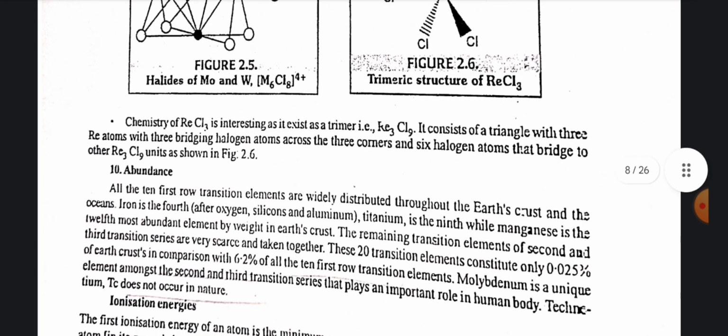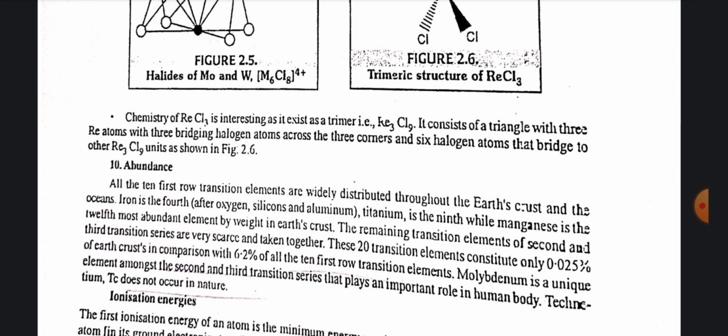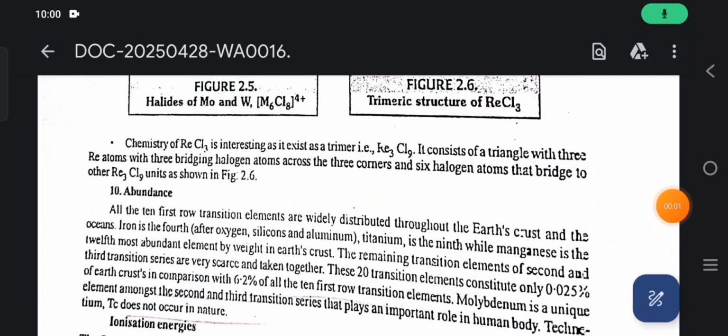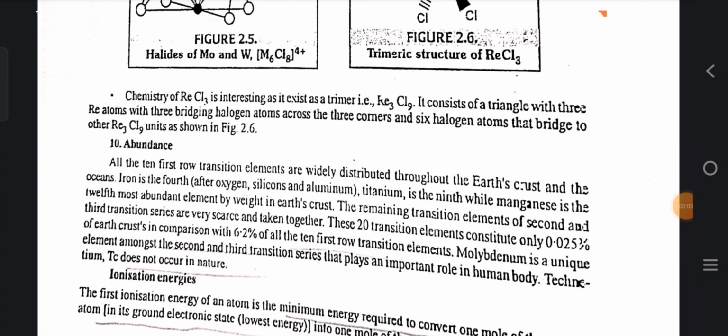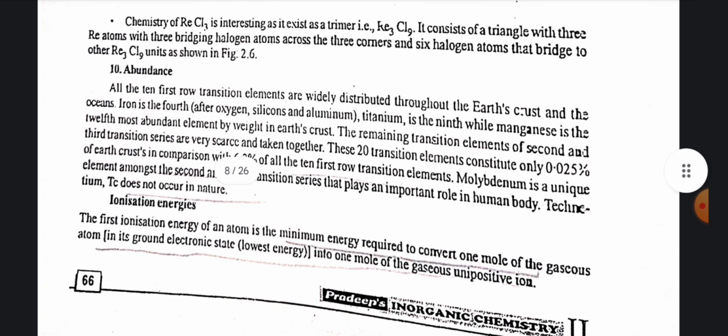Abundance. All the first transition elements are widely distributed throughout the Earth's crust and the oceans. So the next property is abundance. All the 10 first row transition elements are widely distributed throughout the Earth's crust and the oceans. Iron is the fourth after oxygen, silicon, and aluminium. Titanium is the ninth, while manganese is the 12th most abundant element by weight in Earth's crust.